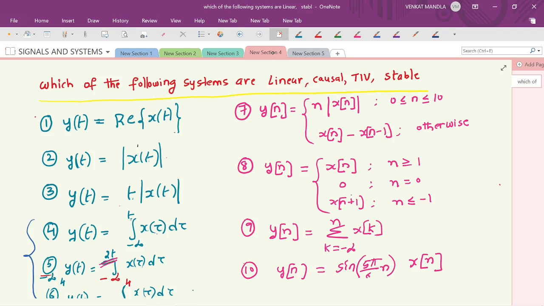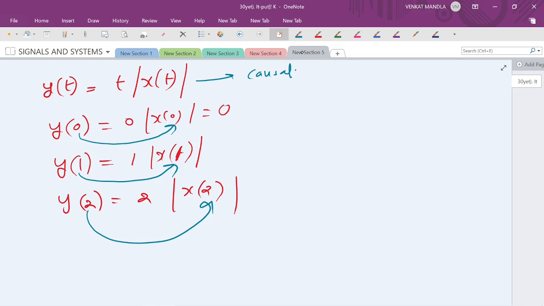Fourth one: integral from minus infinity to t of x(tau) d tau. Here also, put y1 in place of t, so the limits are minus infinity to 1. All the limits from minus infinity to 1 are previous inputs, right? So this depends on previous inputs or the present input at t. Suppose y1, I will explain this also.